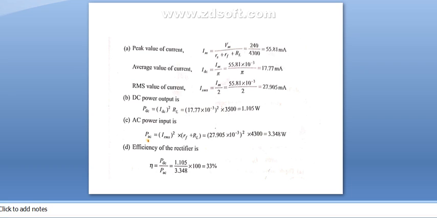Then the AC input power: you know that PAC is IRMS square into RF plus RL. So substitute here IRMS value, RF and RL values, and it becomes 3.34 watts. So based on these two powers, we can calculate the efficiency. So efficiency equal to PDC by PAC into 100. So the efficiency becomes 33%. So in the half wave rectifier, the efficiency should be less than 40%.